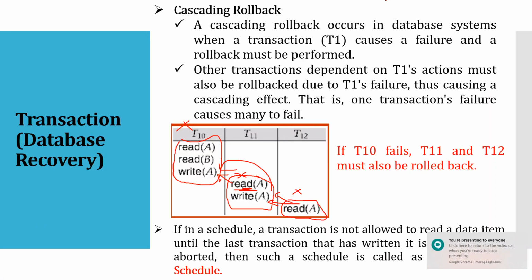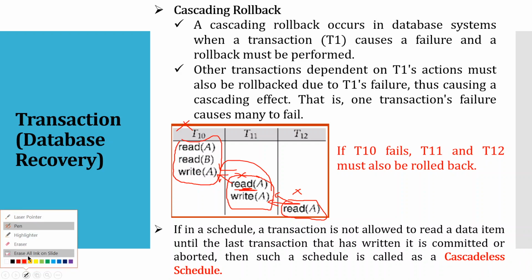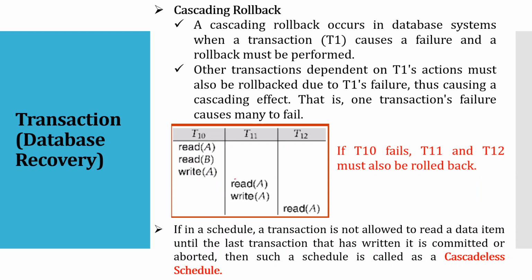Fine. So let's see it again. What it says, let us say here, assume the same example above. This particular transaction is writing some data item A, right? So it is writing some value A, or it is changing some value A, and this particular transaction wants to read this particular value A.